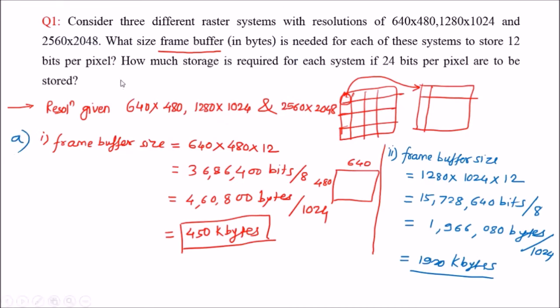Now second is, you have to calculate how much storage is required for each system if 24 bits per pixel are to be stored. It means that in the first case it is 12, you have to calculate now for 24. Suppose for the first it is to be calculated 640 by 480 into 24. So 24 means it is 12 into 2. So whatever size you are getting, multiply by 2.